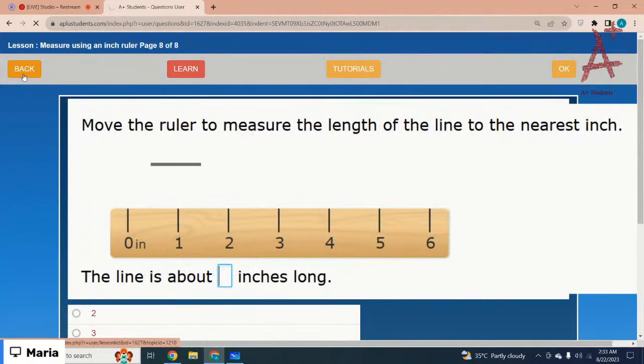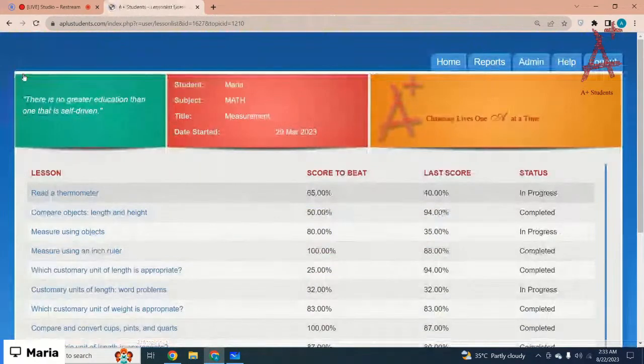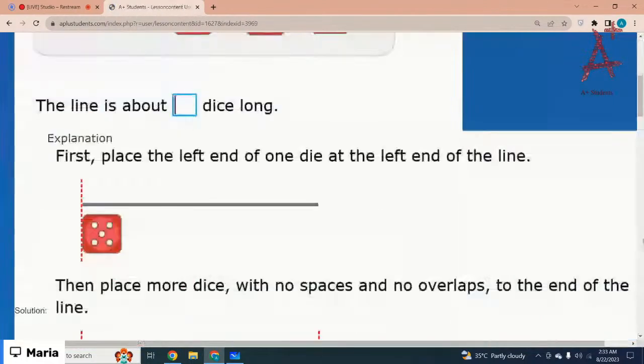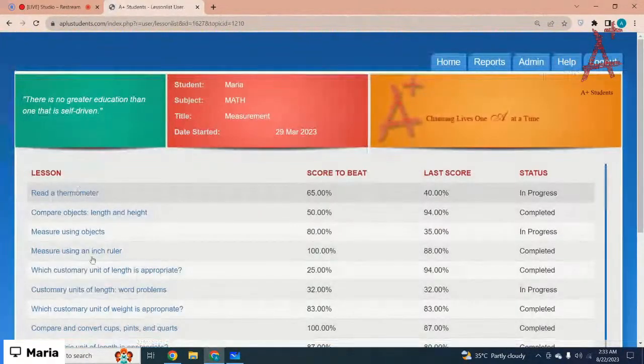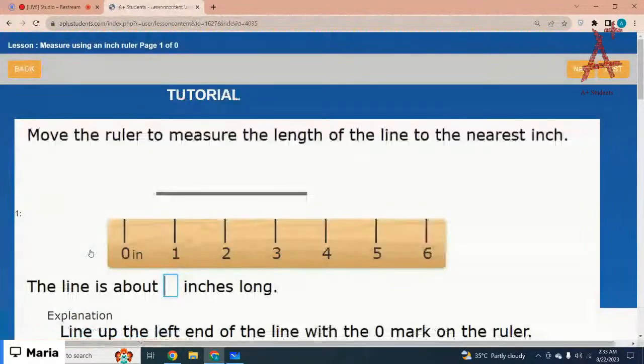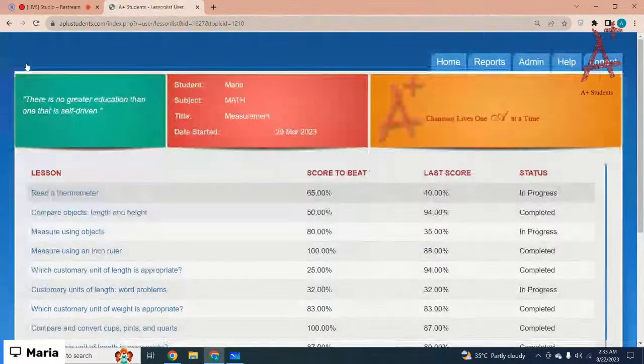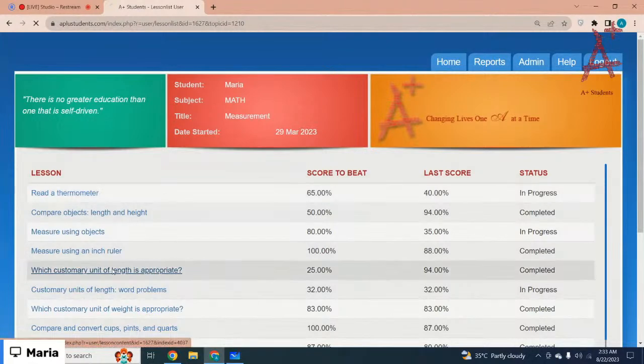And the next lesson is which customary unit of measure. Okay, let's just start with the next lesson, that is measure using an inch ruler. That's the one we just did. The next one is use customary unit of length, which customary unit of length is appropriate.